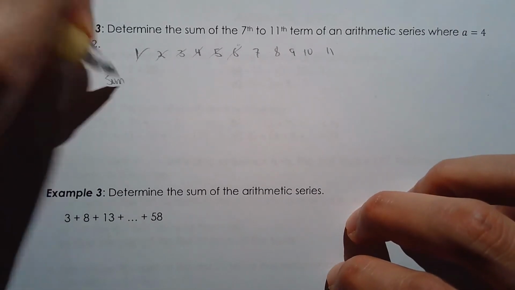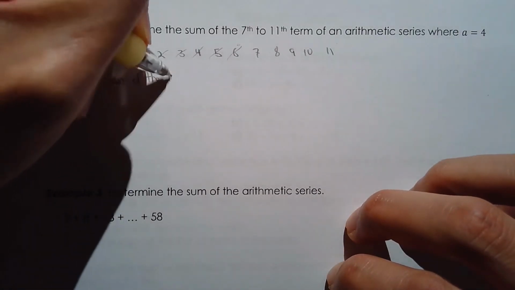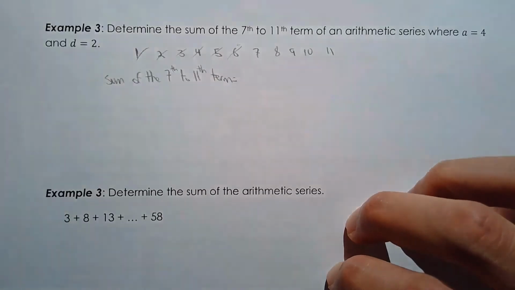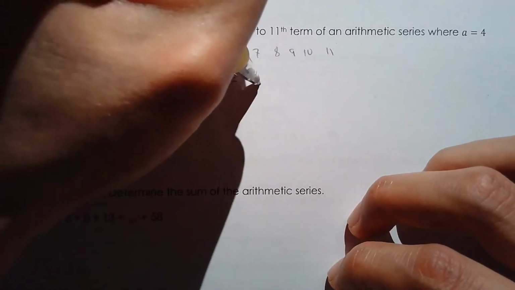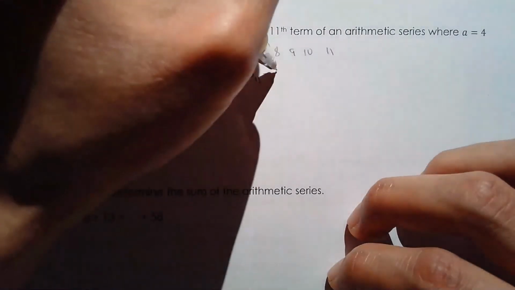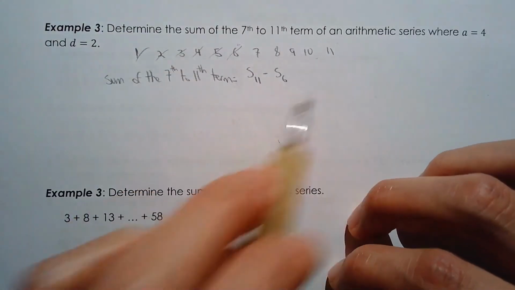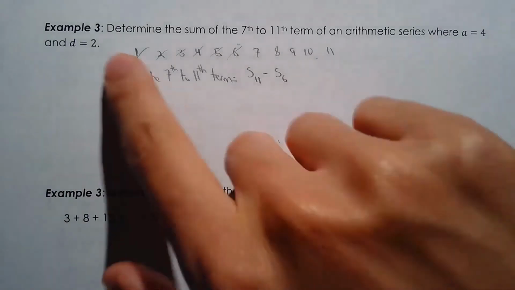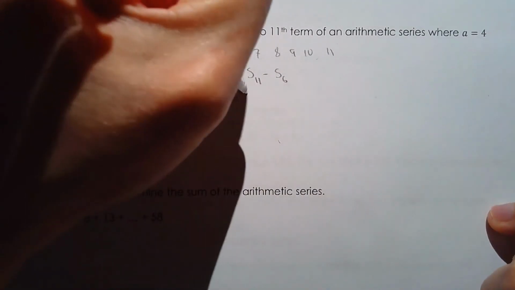So the sum of the 7th to 11th term is equal to the sum of the first 11 terms minus the sum of the first 6 terms, right? And then I'll be left with 7, 8, 9, 10, 11. All right, so how do you find the sum of the first 6 terms? Well, I do have A and I do have D, so let's punch it into the formula. So 2 times A minus 1D. D is 2 here. Minus 6 over 2.